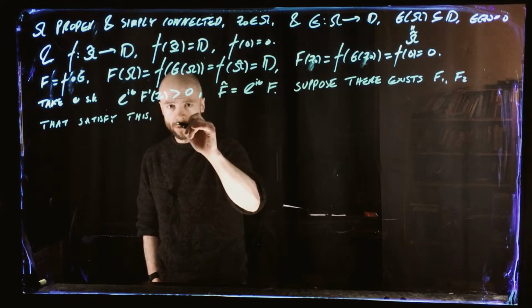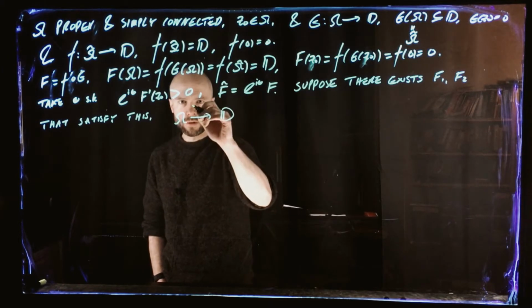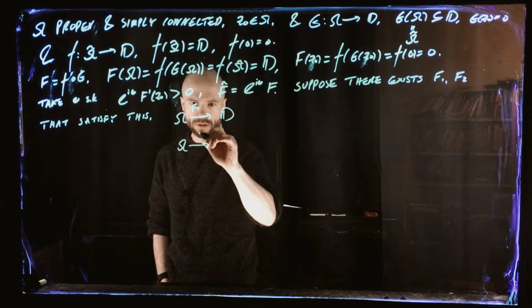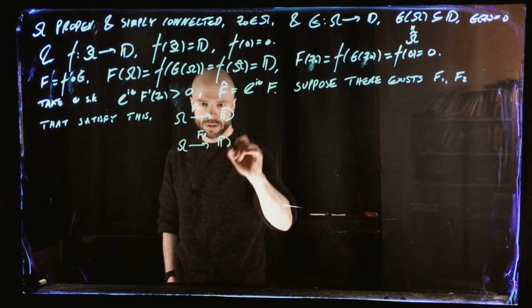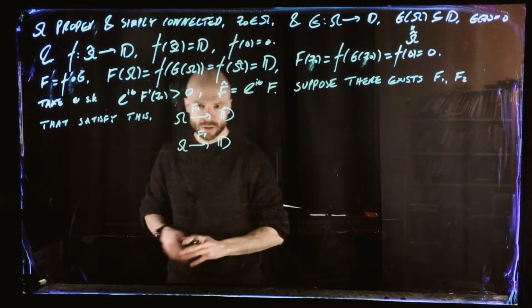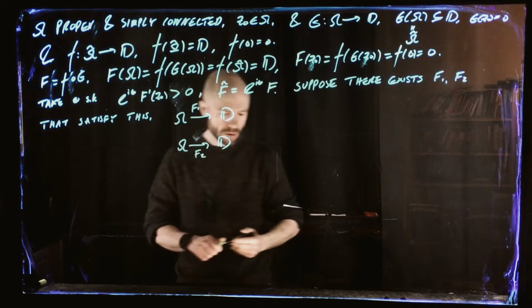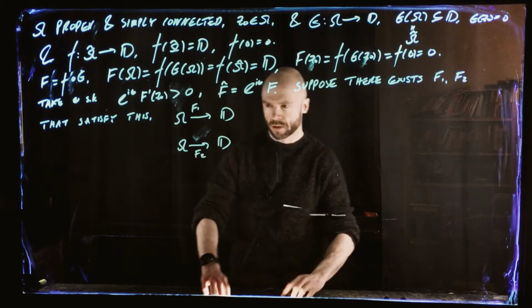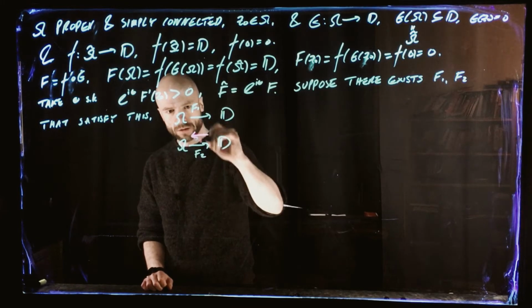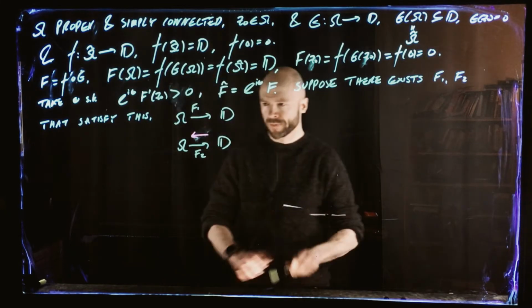So what we've got is omega mapped onto the unit disk by both f1 and f2. So the natural thing is to go backwards. Let's put this over here. So let's go backwards from the unit disk like this, and then go with f1 back to the unit disk. So let's see what happens.